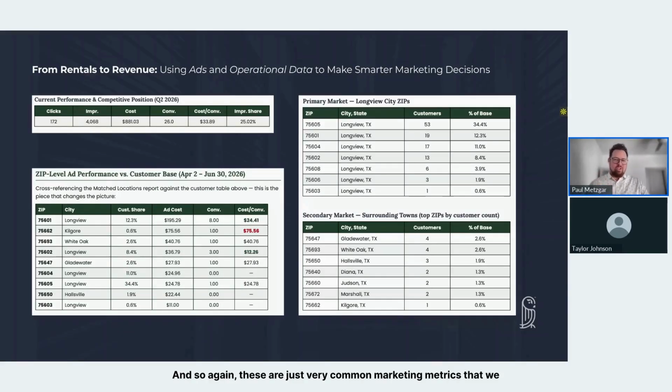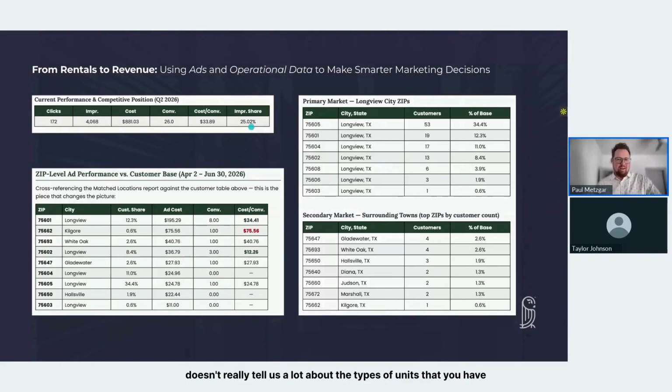And so again, these are just very common marketing metrics that we look at, but they really don't tell the full picture. We can see here, this item is called impression share, and it's a percentage of how many times your ad shows up compared to competitor ads. So it allows you to understand if your budget is enough to capture enough attention, or if you're constantly being outbid by your competitors and you're never showing up. So again, one aspect that's common in the marketing space.